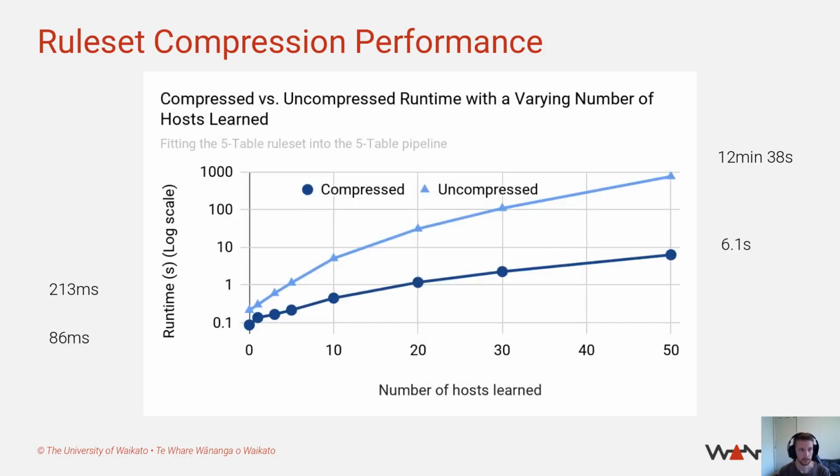If we look at rule set compression now, we also found this to be very useful. So that rule set, the 5-table rule set that I showed earlier, if we look at that with 50 hosts learnt instead of the 3 which were shown on the slide earlier, the compressed versus uncompressed performance is 12 minutes to run versus 6.1 seconds when compressed. So there's some very large gains there.